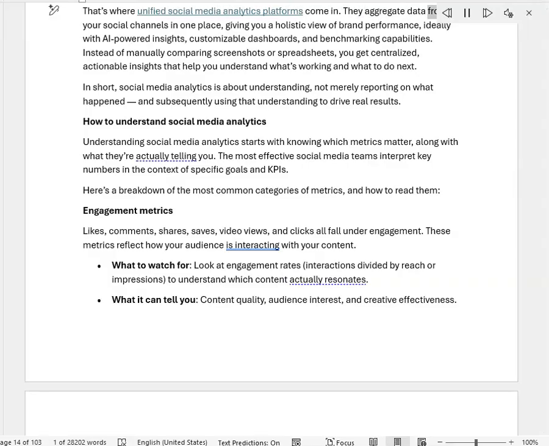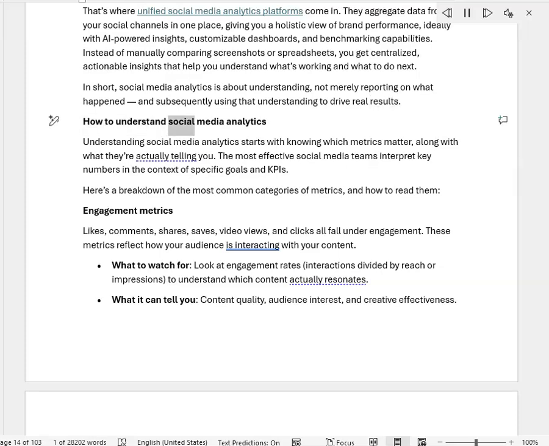They aggregate data from all your social channels in one place, giving you a holistic view of brand performance, ideally with AI-powered insights, customizable dashboards, and benchmarking capabilities. Instead of manually comparing screenshots or spreadsheets, you get centralized, actionable insights that help you understand what's working and what to do next. In short, social media analytics is about understanding, not merely reporting on what happened, and subsequently using that understanding to drive real results.